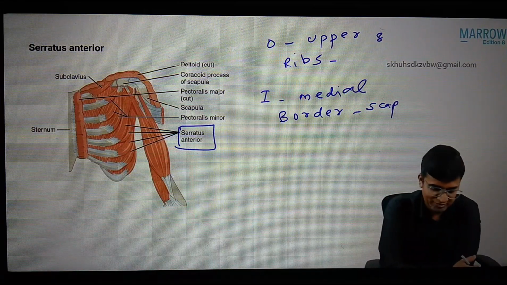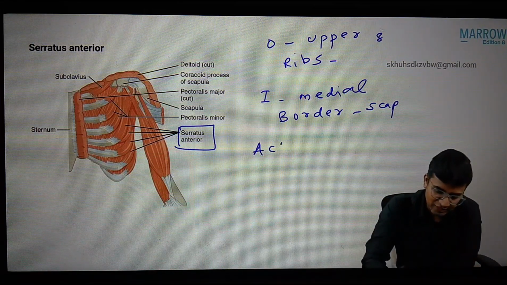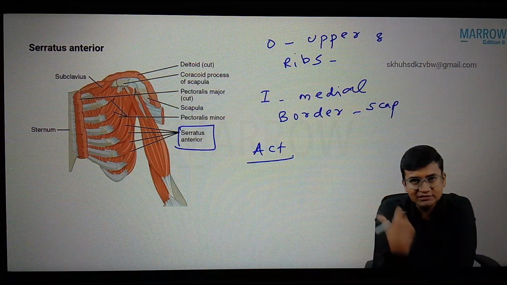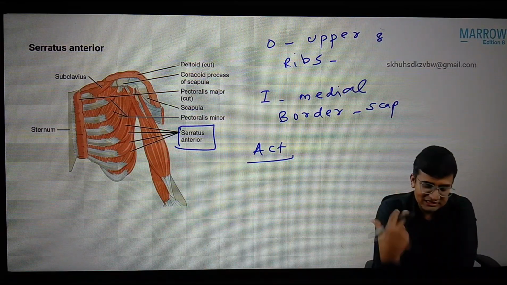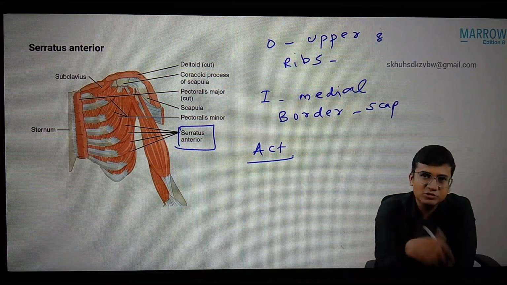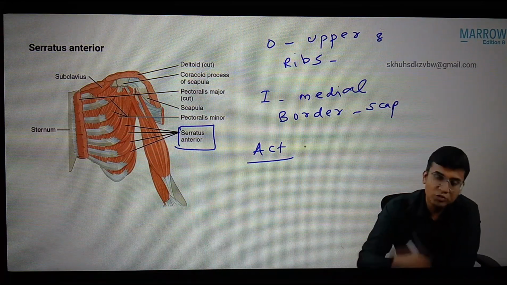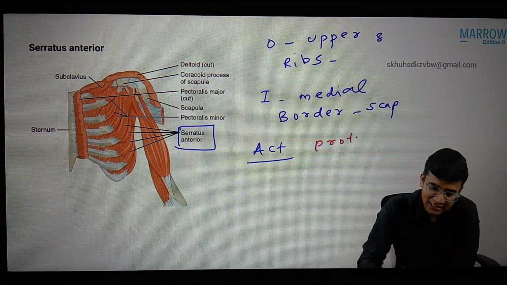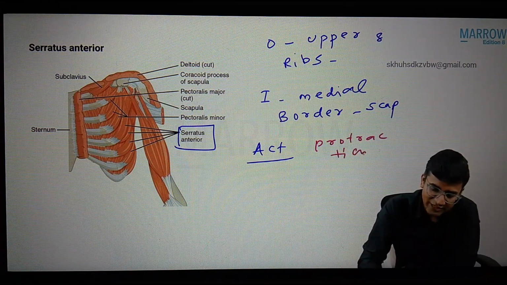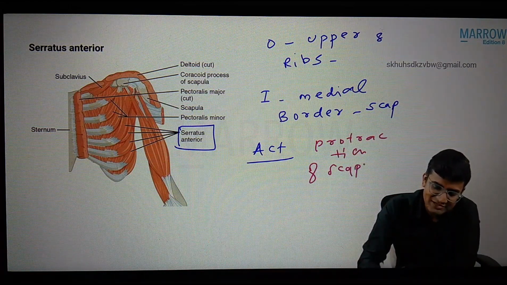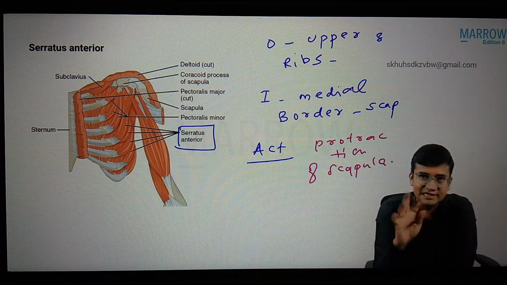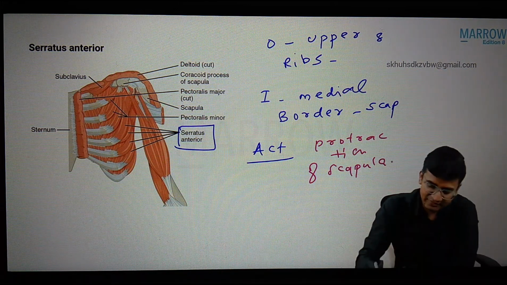Now, what is the action? Origin from the rib, insertion to the scapula. Origin from the trunk, insertion to the scapula. Now, the scapula bone is moving in the front side, moving anteriorly. Just now I told you. So, serratus anterior muscle is doing protraction of the scapula. Protraction of the scapula is done by two muscles. Main muscle, serratus anterior. Helping muscle, pectoralis minor.